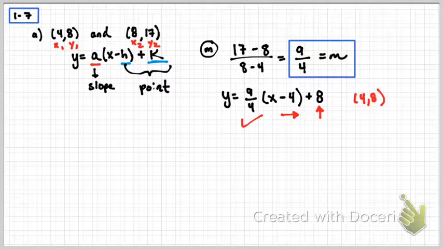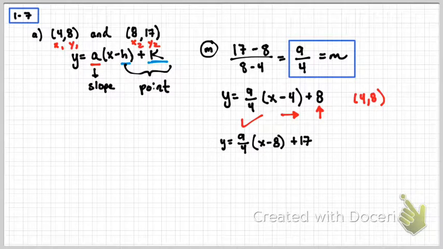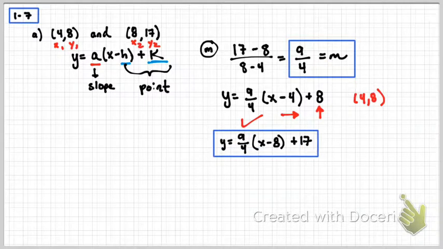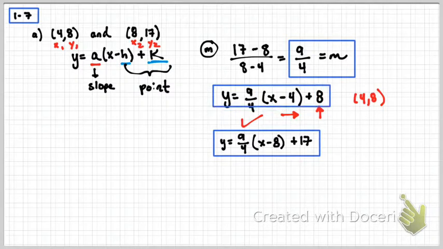Another way of writing this is with my other point, y equals 9 over 4, and we have x minus 8 plus 17. This would also give you an equation, same slope, different point, but both points are on the line. So both of these would work.